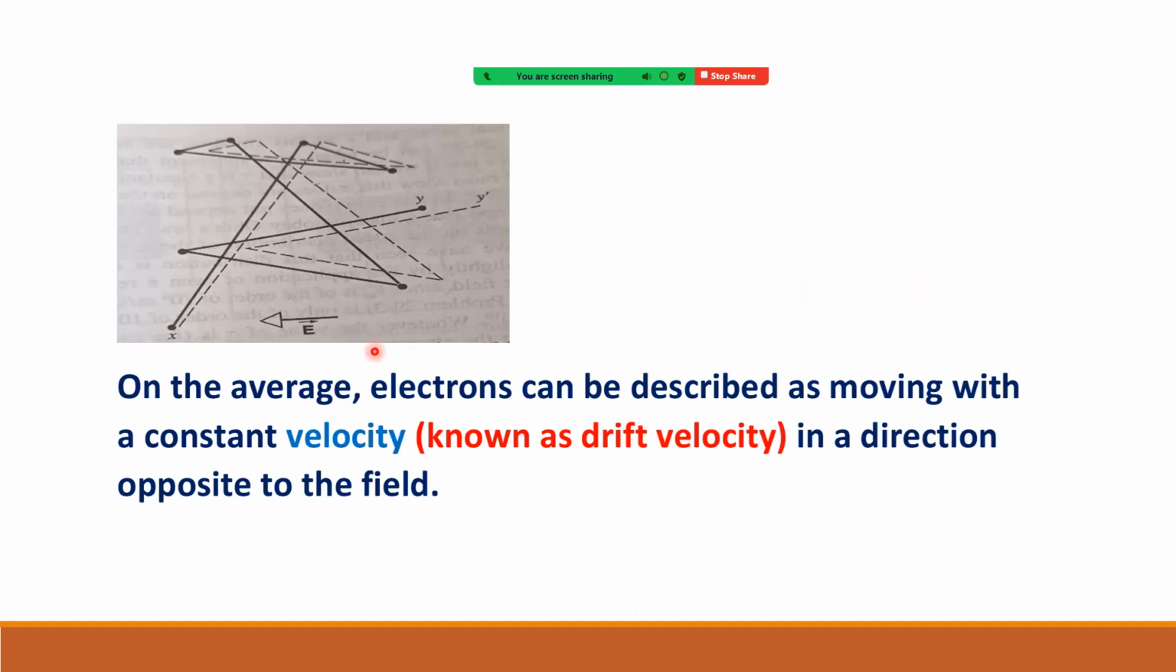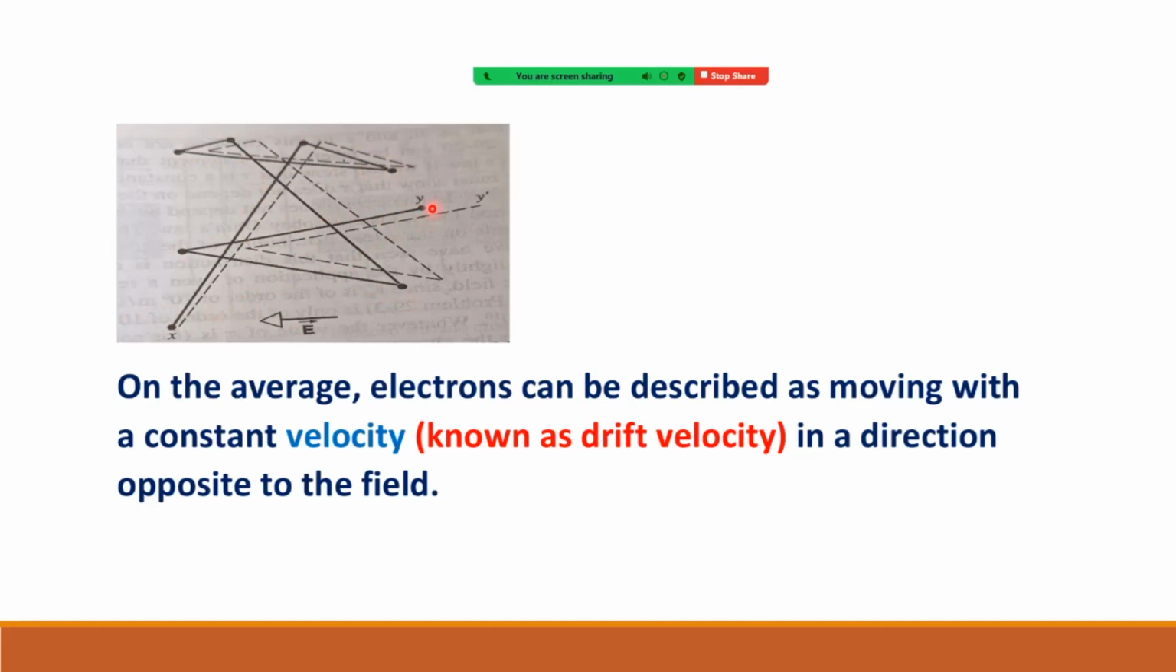See the diagram here carefully. When there is no electric field, the path will be the solid lines: colliding here, then moving like this, again collision, moving like this, again collision, moving like this, again collision, reaching point X.